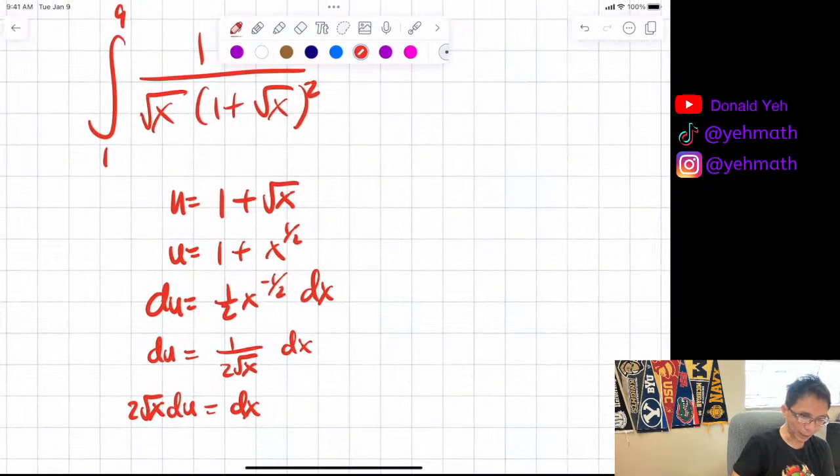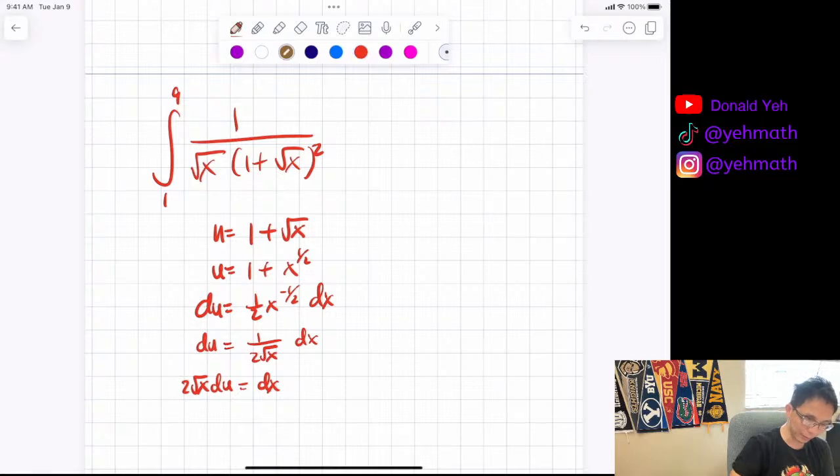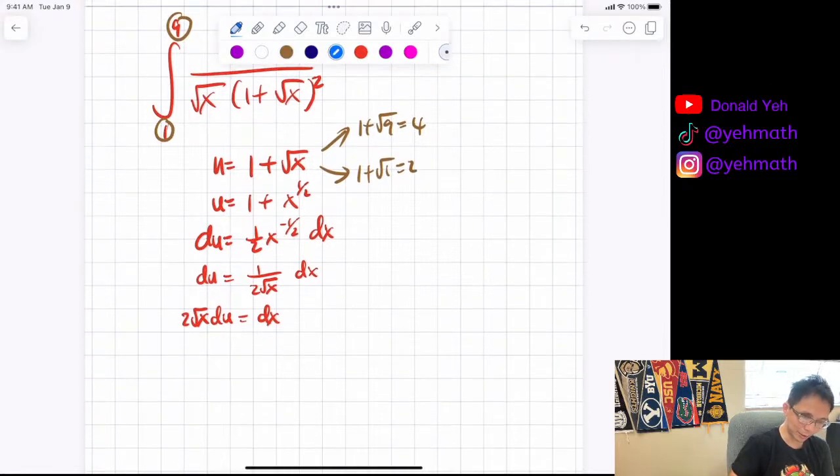Now, this is a definite integral, so I'm going to draw the upper bound and lower bound because this is the x value. Ethan, that's the x value. So I'm going to change in terms of u world. I don't want to do it in x world. I'm going to do it in u world because it'll save me one step. So that's going to be 1 plus square root of 9 is equal to 4. 1 plus square root of 1 is equal to 2. So that is the only thing that you need to learn how to do, Ethan. Okay, so that's going to be 4 to 2.